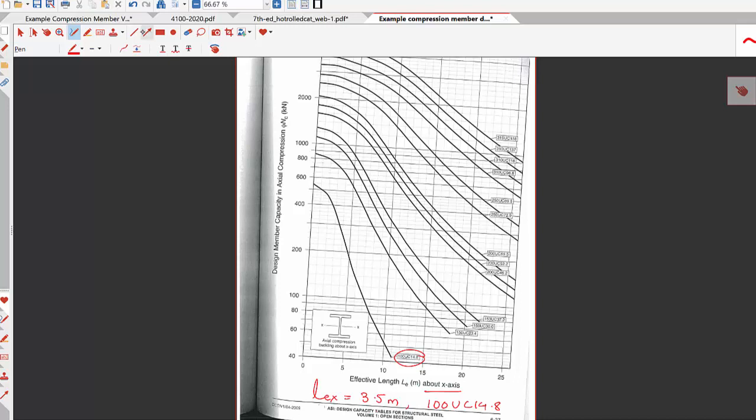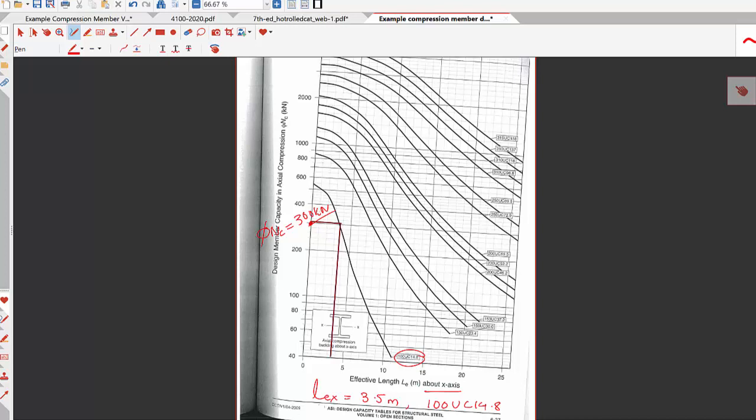So going with that, ours is 3.5, so it is somewhere here, and so this is giving our capacity about x-axis, and you can see that the capacity phi Nc about x-axis, where phi Nc is the y-axis, gives us 300 kilonewton. So the capacity of the column for buckling about x-axis is 300 kilonewton, right? We can find it straight away from the design charts.